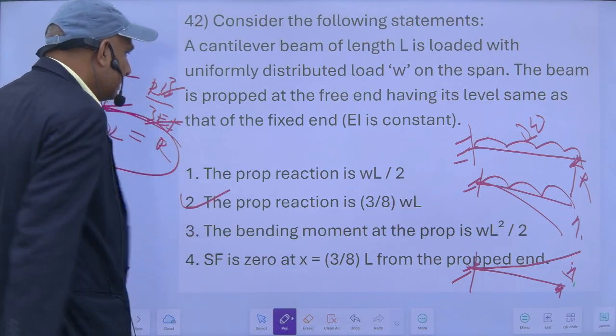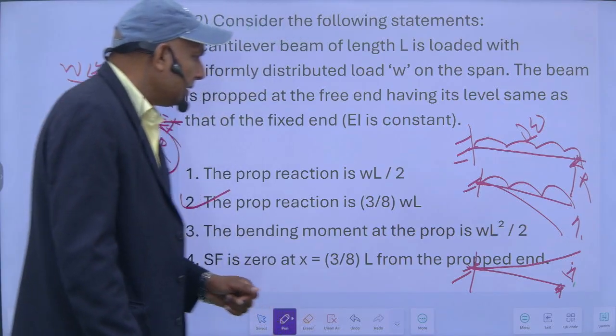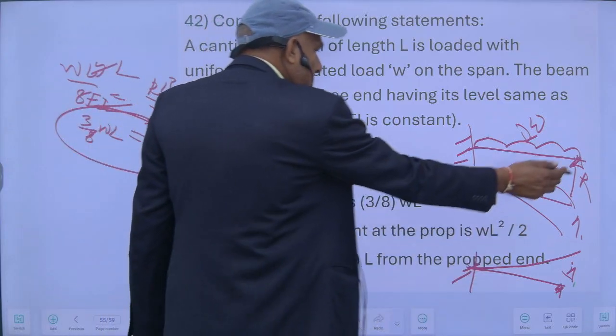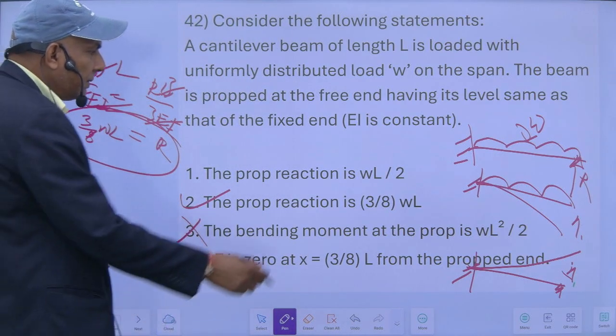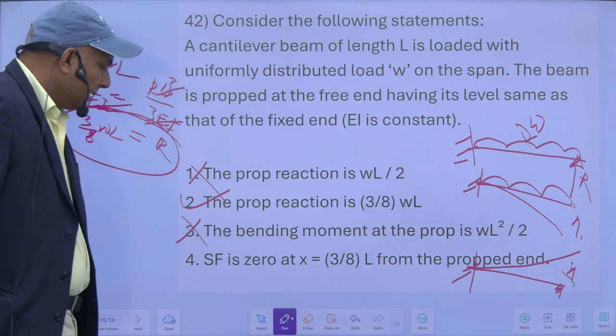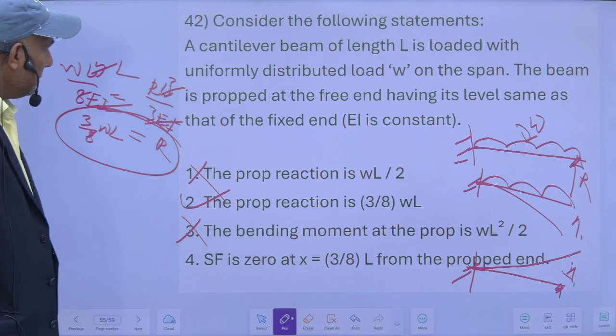So this is right. The bending moment at the prop is WL square. Wrong. My bending moment is 0. The prop reaction is WL by 2. This is also wrong. Shear force is 0 at X is equal to 3 by 8 L. Yes.